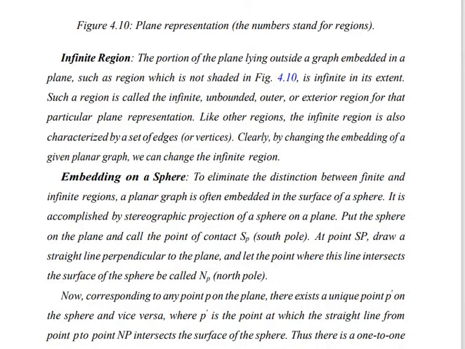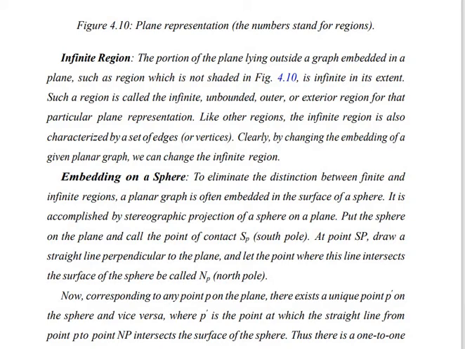Next is the infinite region. The portion of the plane lying outside a graph embedded in a plane, such as the region which is not shaded in the above figure, is infinite in its extent. Such a region is called the infinite, unbounded, outer or exterior region for that particular plane representation. Like other regions, the infinite region is also characterized by a set of edges or vertices. Clearly, by changing the embedding of a given planar graph, we can change the infinite region. Next is the embedding on a sphere.